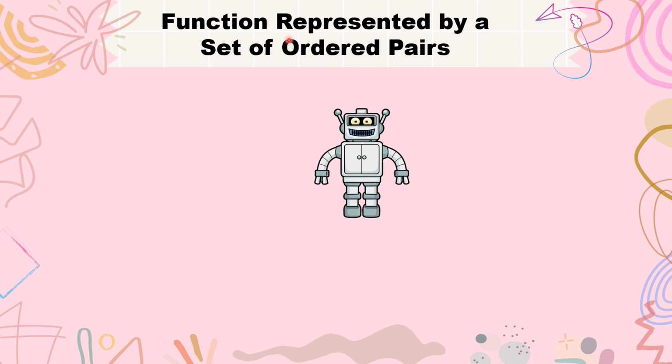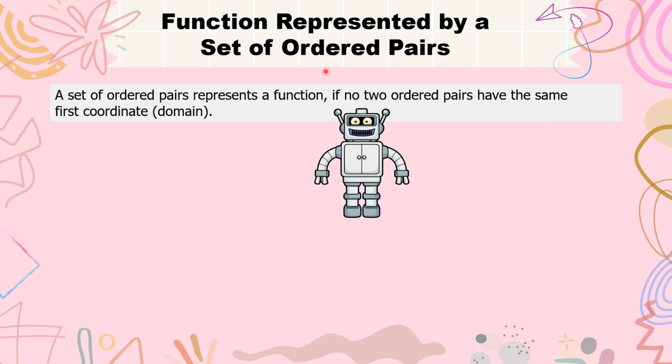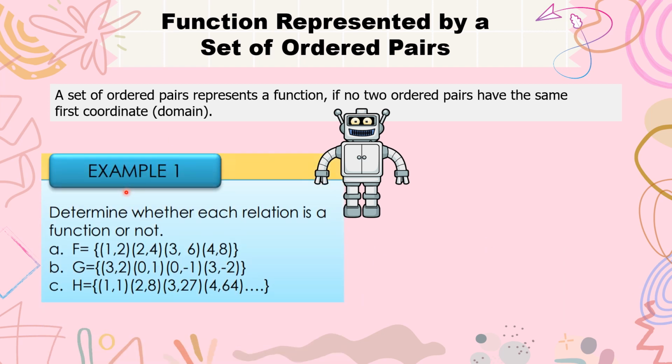Now, let's have function represented by a set of ordered pairs. A set of ordered pairs represents a function if no two ordered pairs have the same first coordinate or domain. Sa madaling salita, kapag walang naulit na domain, it is a function. Pero kapag may naulit, it is no longer a function. So let's have example number 1. Determine whether each relation is a function or not.